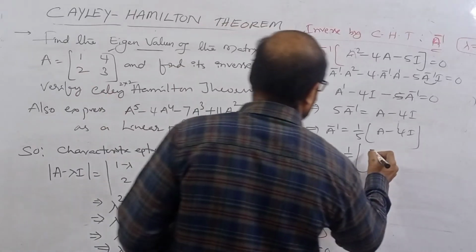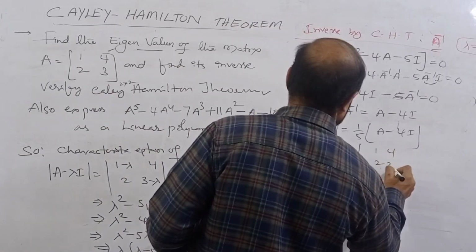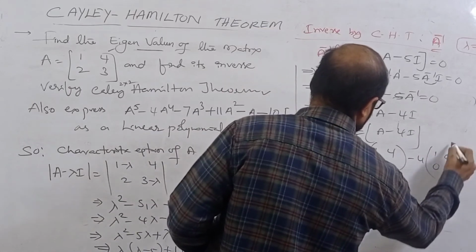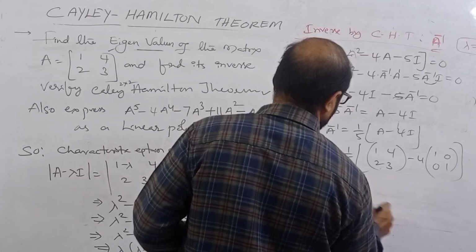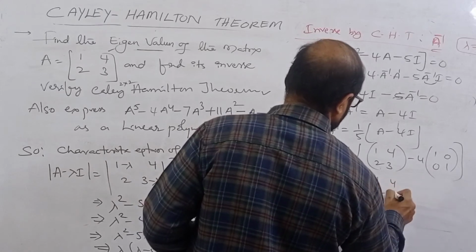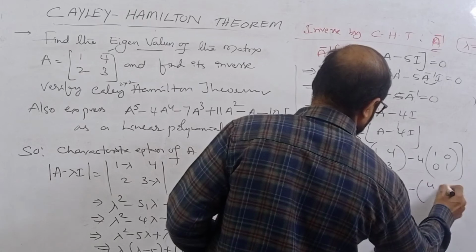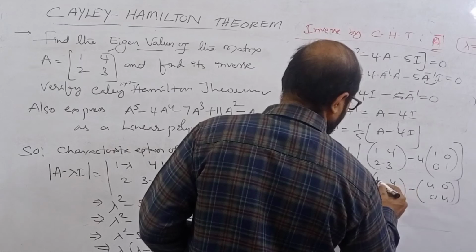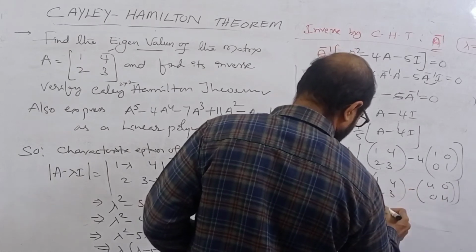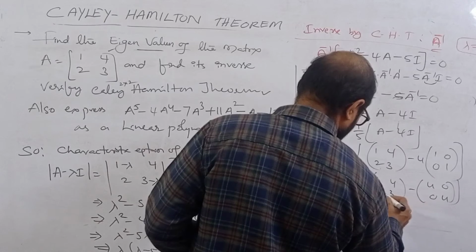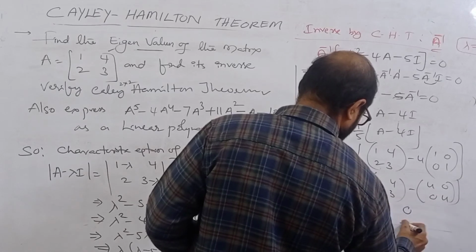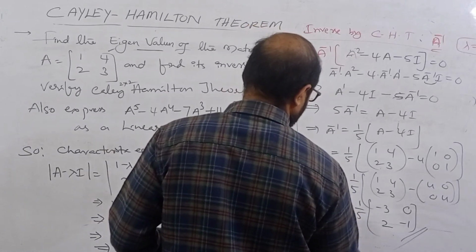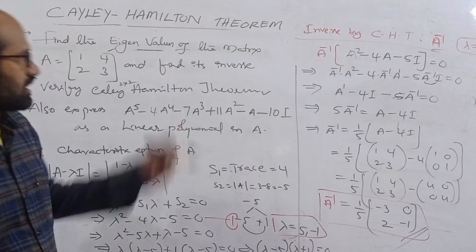What is A? 1, 4, 2, 3. This is A. Minus 4 into I, which is 1, 0, 0, 1. This is equal to 1 by 5 into 1, 4, 2, 3 minus 4, 0, 0, 4. This is equal to 1 by 5 into, what is this? 1 minus 4 is minus 3. 4 minus 0 is 4. 2 minus 0 is 2. 3 minus 4 is minus 1. So this is the A inverse. If you want to find A inverse, this is the A inverse using the Cayley-Hamilton theorem.